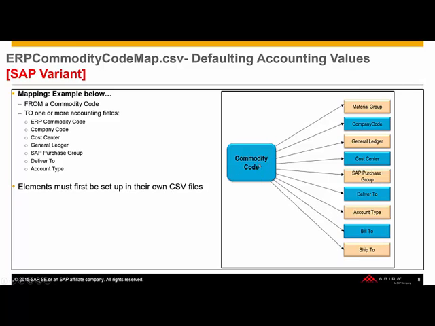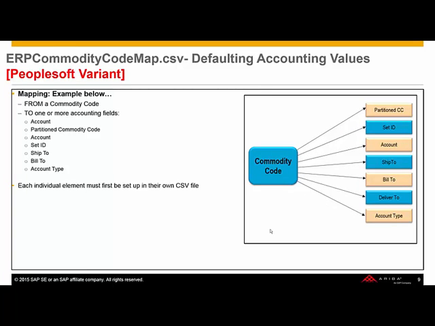And if your backend is SAP, that will drive things like the material group, the general ledger account, our SAP purchase group, our account type, and so forth. So one commodity code can be used to drive quite a few things.